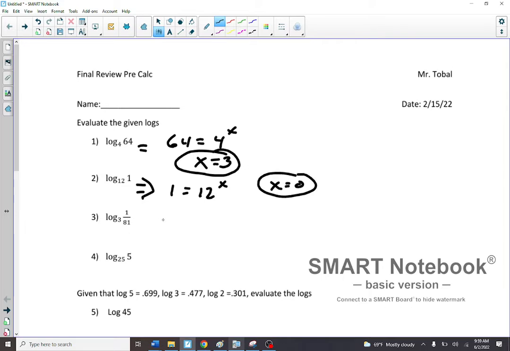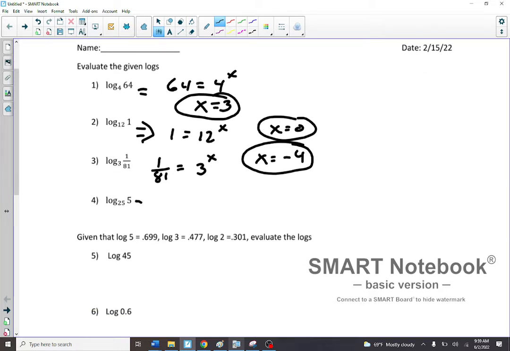This one, we rewrite it as 1 over 81 equals 3 to the x power. I need to be able to move down, so we know part of the answer is going to be negative. And then I need 3 to become 81, so that must be to the 4th power. And again, you can use the calculator like I did in the first one in order to test all your work.